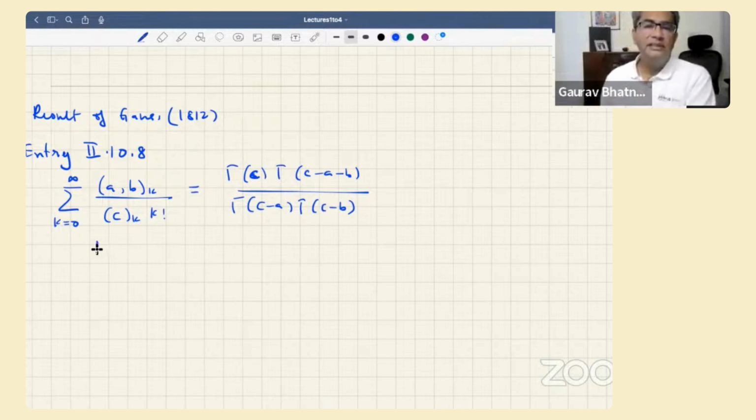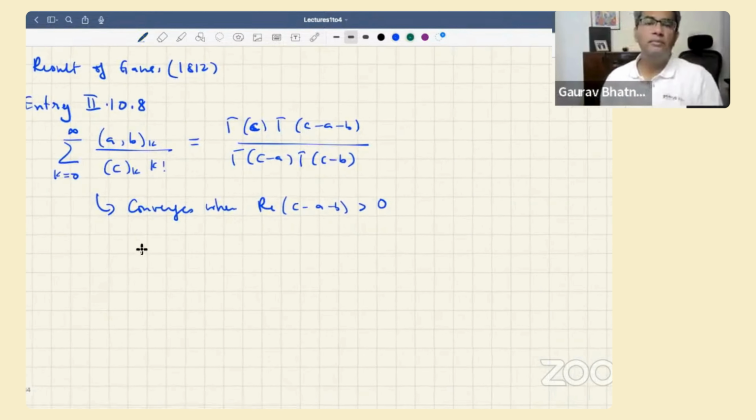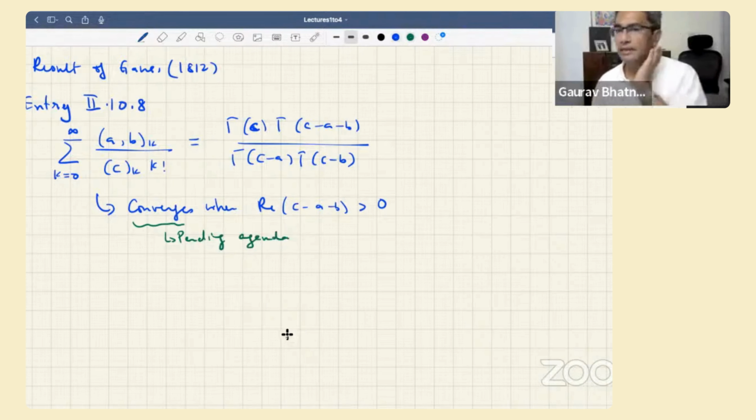Right, and this converges. So we haven't shown this, but this converges when the real part of c minus a minus b is bigger than 0. And so the convergence is still a pending agenda. So I want to develop enough theory so that you can just look at it and decide where it converges, etc., and establish theorems for that. So that still requires some things.